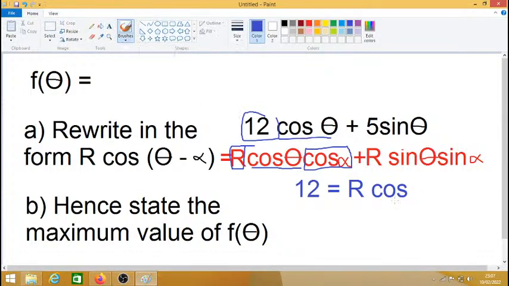Have a look at the second part, see if you can figure out what matches and then what needs to match. Sin theta matches with sin theta, which means we've got the 5 left over here, which has to match the r times sin alpha here.